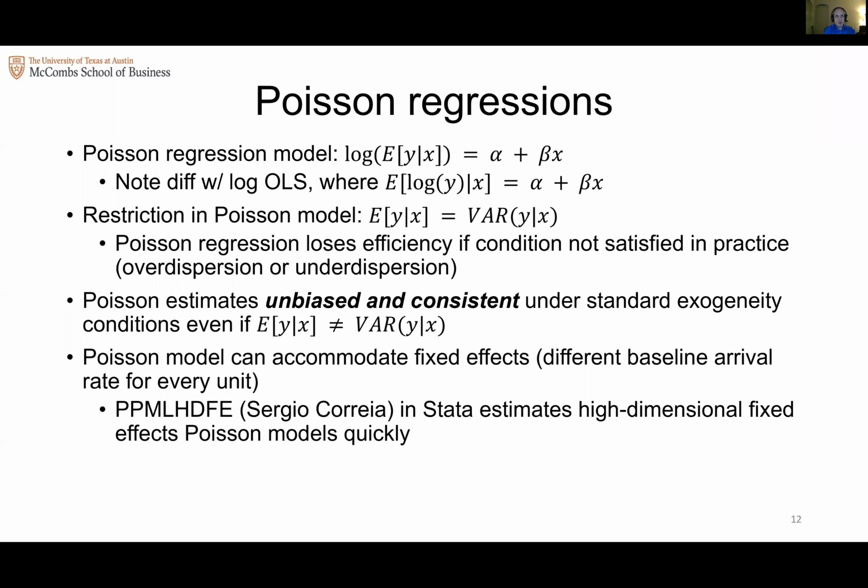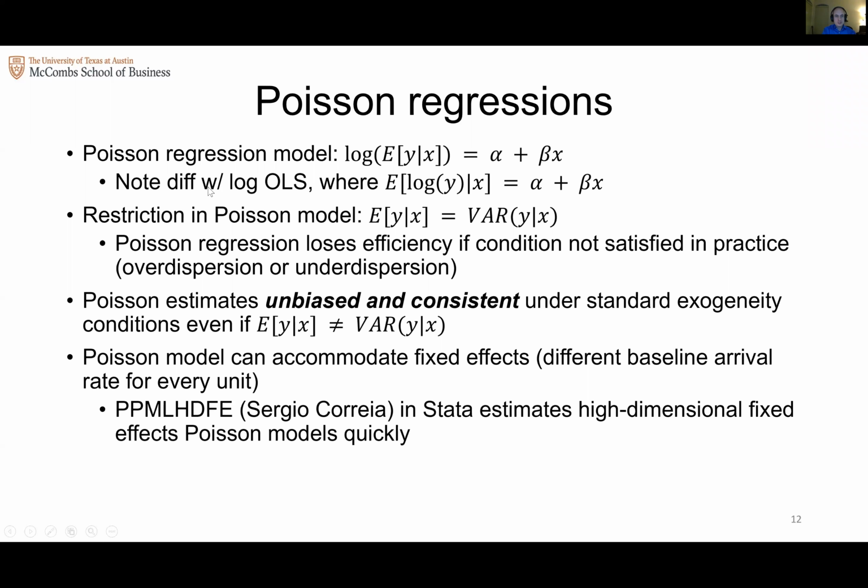Okay. So, with the Poisson model, the log of the expected value of the conditional expectation function is equal to alpha plus beta x. And so this gives us a nice, simple interpretation. Again, the big difference between the Poisson regression and a log OLS regression is that with the log OLS regression, what we get is the expected value of the log is equal to alpha plus beta x, instead of the log of the expected value, right? So we're going to run into this Jensen's inequality problem, the fact that the expected value of the log and the log of the expected value are not the same thing if we're running a log regression.